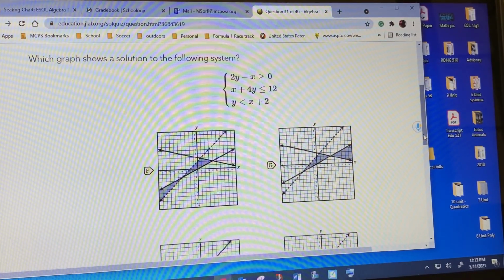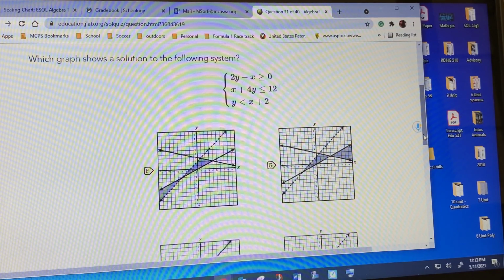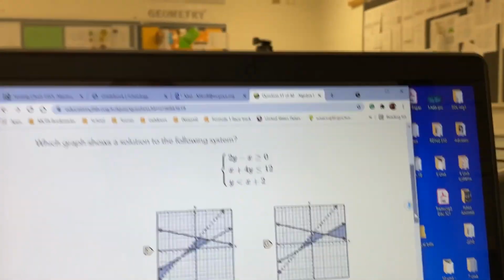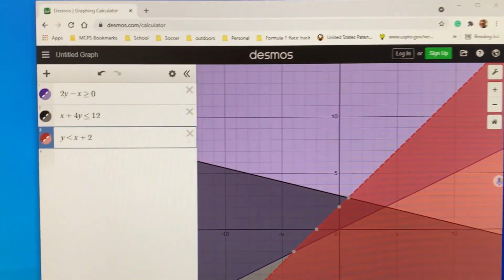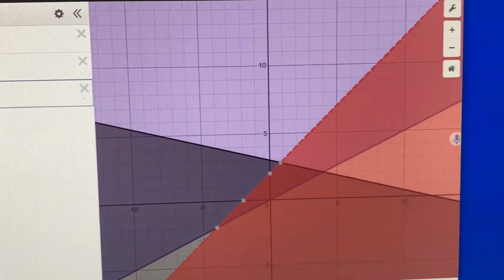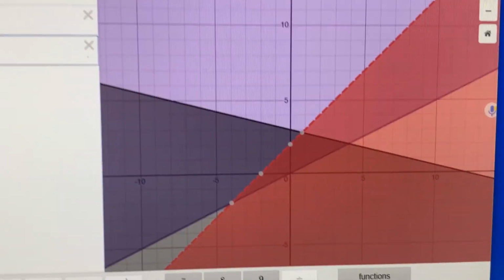All right, which graph shows a solution to the following system? And we have 3 inequalities there. 2y minus x greater than 0, x plus 4y less than or equal to 12, y less than x plus 2. Oh, I'm going to put this into Desmos. And this is my graph. I put it there, look at this, and look what the result is. The shade over shade is the answer.